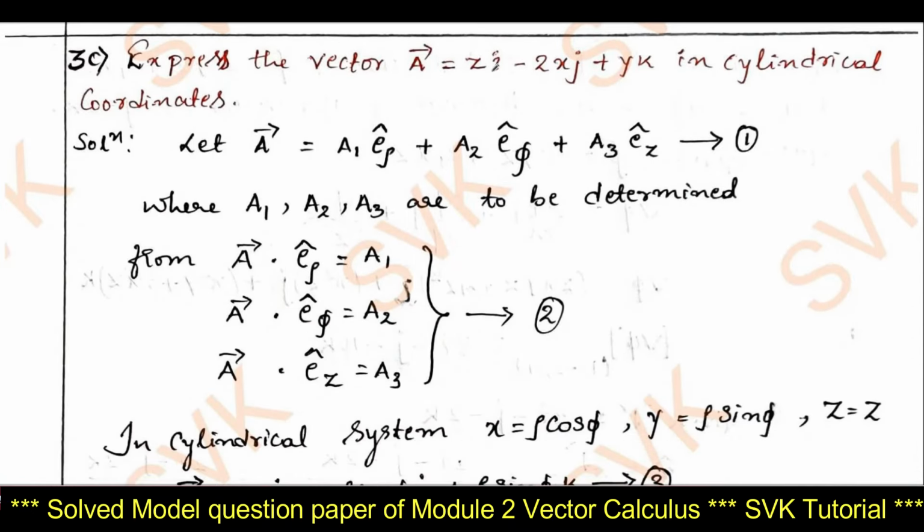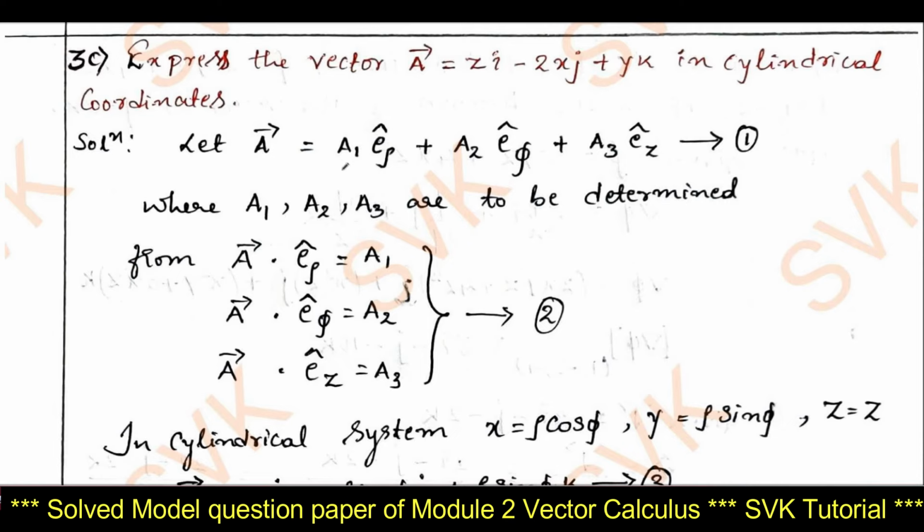Express the vector A equal to z i minus 2x j plus y k in cylindrical coordinates. They are asking to express the given vector in terms of cylindrical coordinates. So, whatever the given vector, I need to express this in terms of cylindrical coordinates. That's all. So, for that reason, I will consider the cylindrical coordinate as like this.